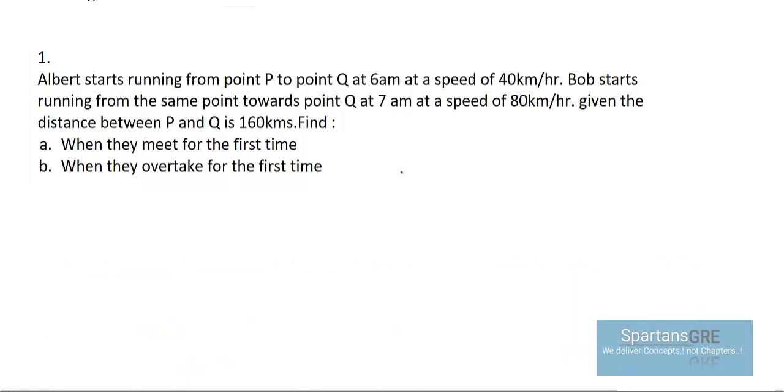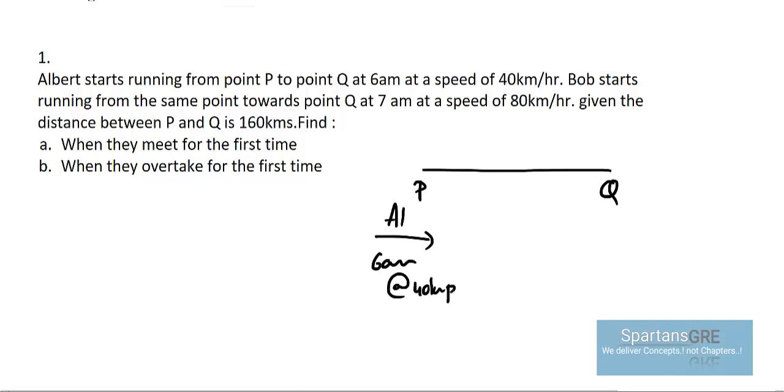Albert starts running from point P to point Q, so we have two points, P and Q. Albert starts at 6 a.m. and his speed is 40 kilometers per hour. Bob starts running from the same point at 7 a.m. and his speed is 80 kilometers per hour. The total distance between P and Q is 150 kilometers.